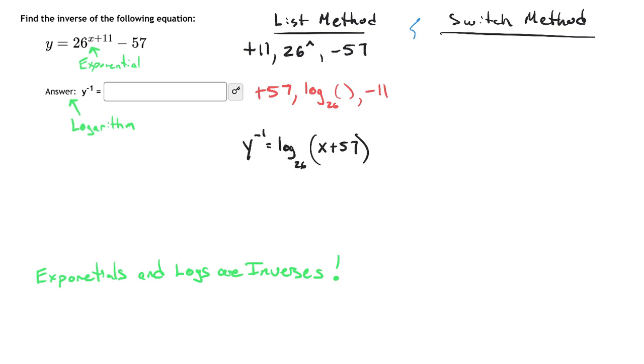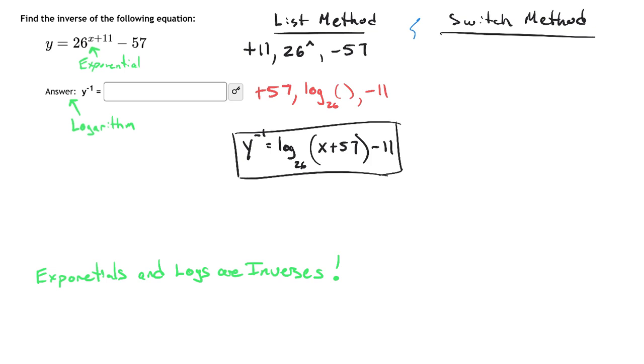So that's a key thing, that you're adding 57 first, and then you're doing the logarithm of that quantity. And so log base 26, because this has a base of 26, and then you're going to finish by subtracting 11. And that will be your solution. You have your three-step inverse problem. When you're starting with an exponential, you should have a logarithm, or you must have a logarithm in your answer in order to complete it.